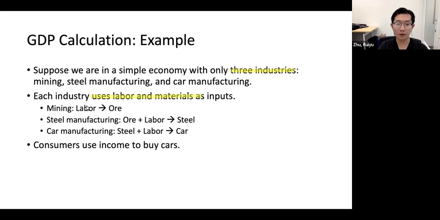So for mining, there is no raw material. They only use workers or labor to produce ore, right? And ore goes to the steel manufacturing industry. So in that industry, they use ore and workers together to produce steel, right? And that steel goes to the next step, which is the car manufacturing industry. So in that industry, steel plus workers, they will produce cars, right? And the consumers, they only buy one good, which is the car produced in the economy.